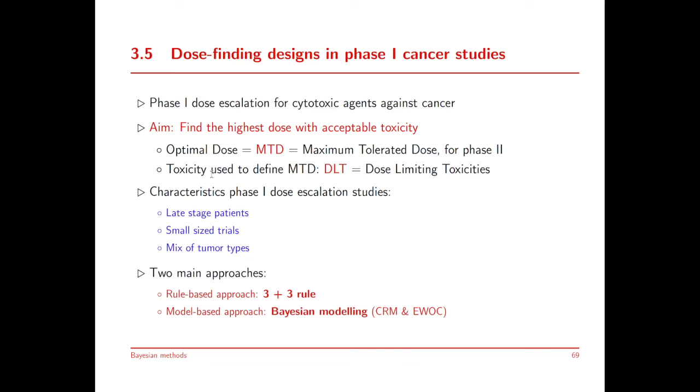Now, the characteristics of phase 1 dose escalation studies is that we usually have late-stage cancer patients, very small-sized trials, and a mix of tumor types. There are two main approaches. First, the rule-based approach, which is also called the 3+3 approach, or the model-based approach. And that second one is based on Bayesian modeling.